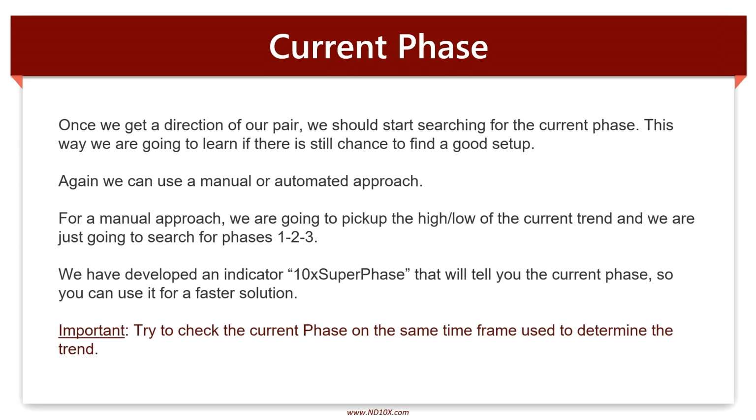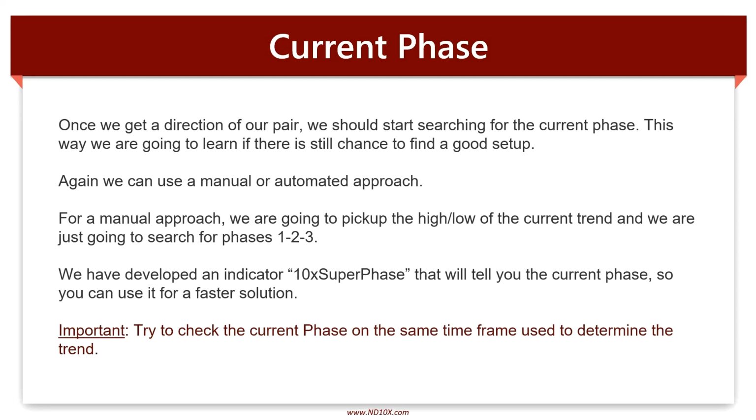Current phase. Once we get the direction of our pair, we should start searching for the current phase. This way we are going to learn if there is still a chance to find a good setup. Again, we can use a manual or automated approach. For the manual approach, we are going to pick the high or the low of the current trend, and we are just going to search for phase 1, 2, and 3. We have developed an indicator, 10x Super Phase, that will tell you the current phase, so you can use it for a faster solution. Important.